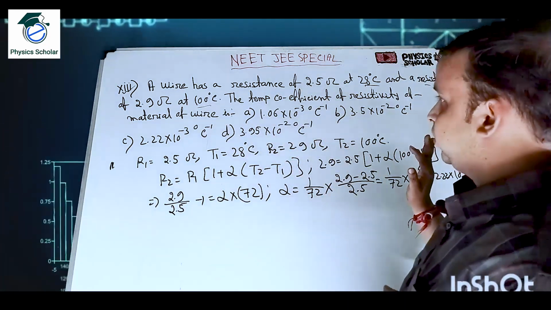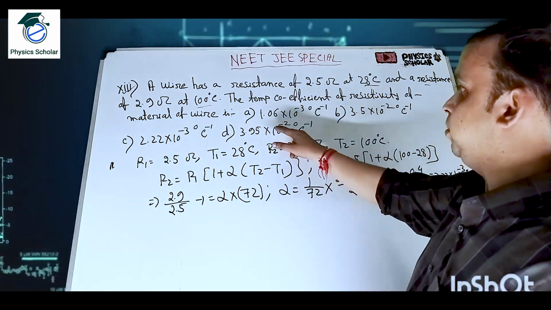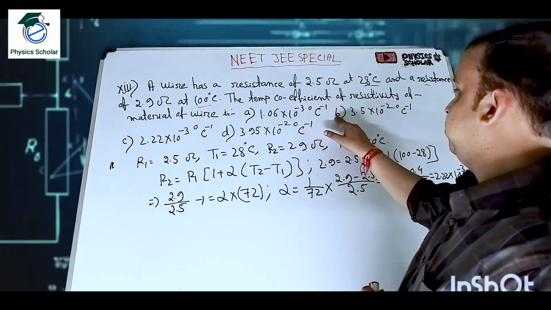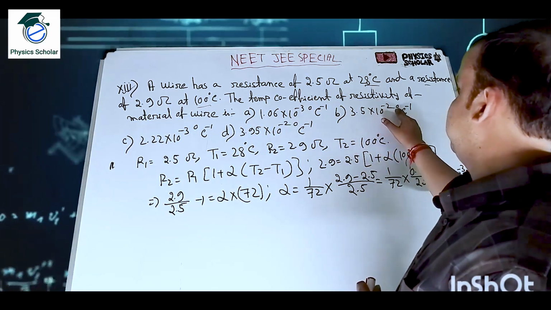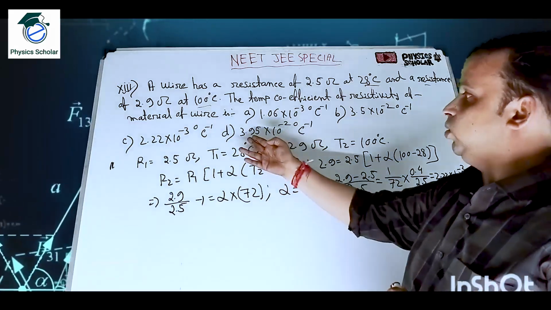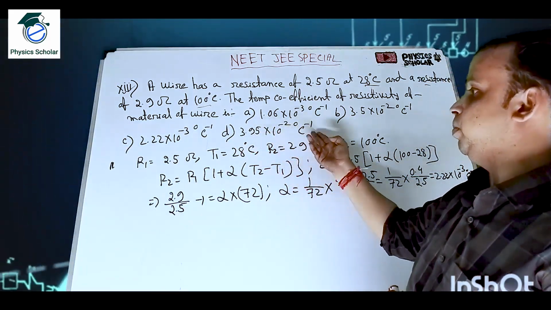So it's very easy. The four options are given. A is equal to 1.06 into 10 to the power minus 3 degree per coulomb, B is equal to 3.5 into 10 to the minus 2 degree per coulomb, C is equal to 2.22 into 10 to the minus 3 degree per coulomb, and D is equal to 3.95 into 10 to the minus 2 degree per coulomb.